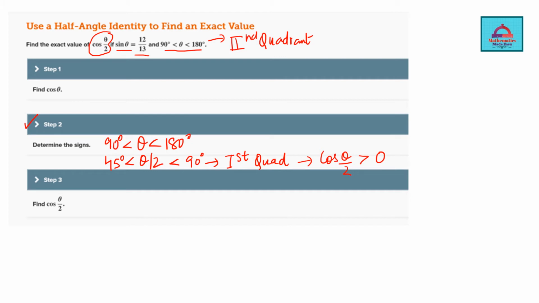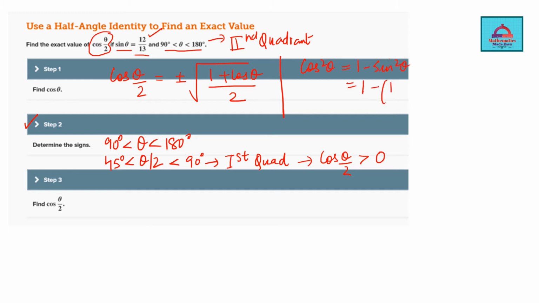Now comes step 3, which is to find cos theta, because we are going to use the identity cos theta by 2 is equal to plus minus square root of (1 plus cos theta) over 2. We don't know cos theta, so we need cos theta first to be found, but you are given sine theta in the question. So from sine theta you can definitely get cos theta by taking the Pythagorean identity.